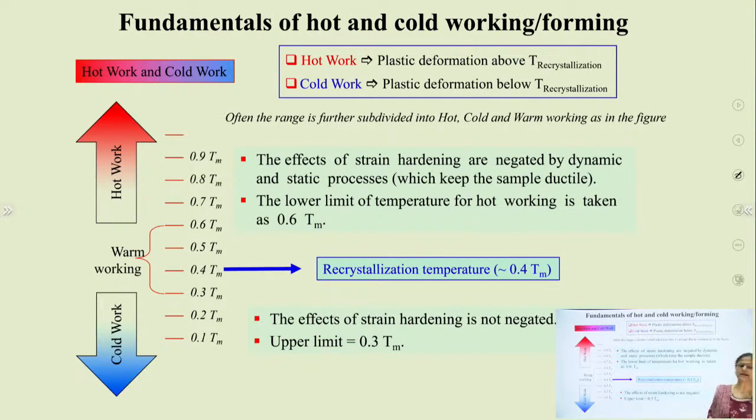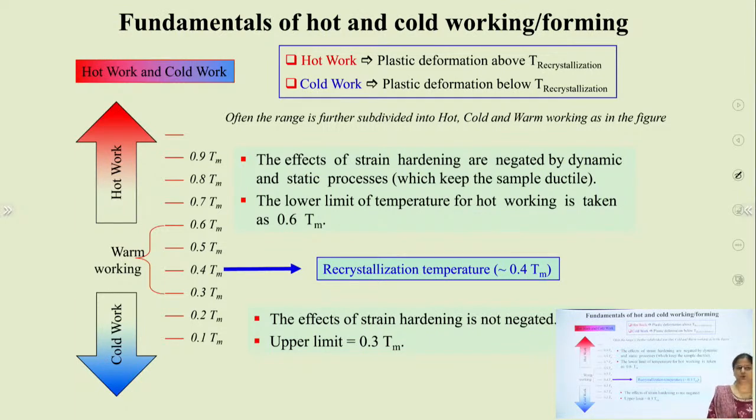Hot working range is from 0.6 times the melting point of the material to 0.9 times the melting point of the material. Warm working is from 0.3 to 0.6 times the melting point of the material, and the cold working range, in which the material is plastically deformed, is from room temperature to 0.3 times the melting point of the material.